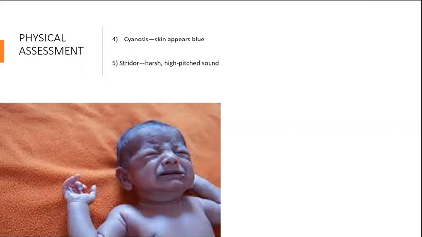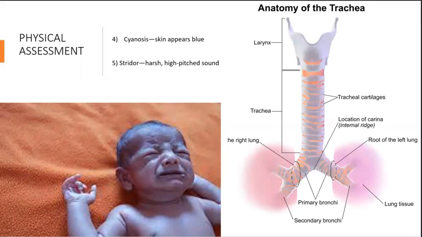Again, when we assess our patient, you are looking out for stridor. Stridor is that harsh, high-pitched sound, and it's usually associated with airway obstruction happening around the larynx. Inspiratory stridor suggests a laryngeal obstruction, because you're trying to inspire to take in air, and there's an obstruction. That's what we refer to as inspiratory stridor.